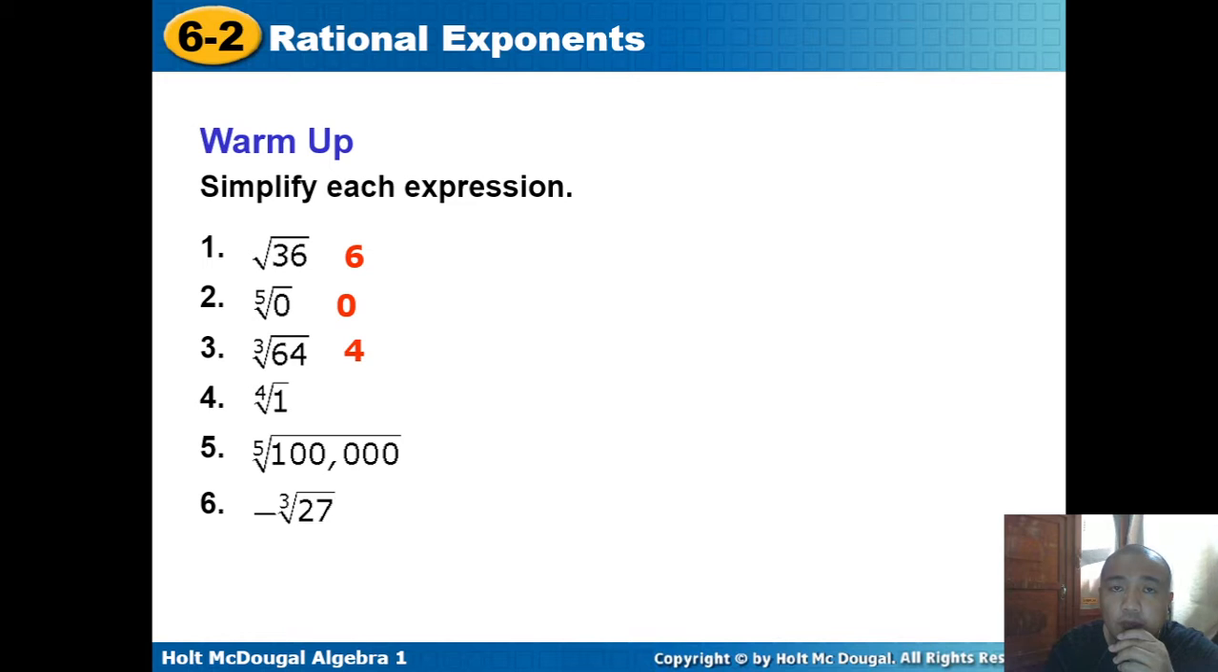How about the fourth root of 1? 1. How about the fifth root of 100,000? 10. And how about the negative cube root of 27? Negative 3. Okay.